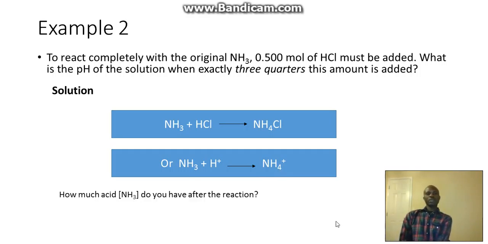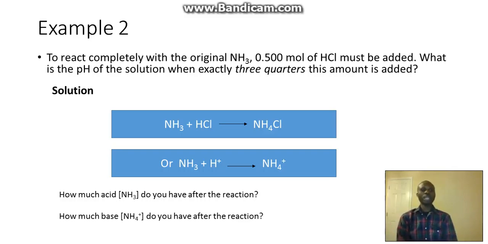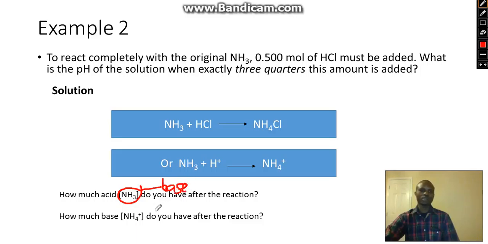So this is a conjugate acid of this base. So how much acid do you have after this reaction? Remember, we are using 3/4 of 0.5. So what is this 3/4 of 0.5? And how much base do you have after the reaction? I think here this one should be our base. So here it should read how much base. Ammonia is a base. This one should read how much acid.